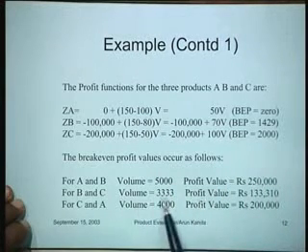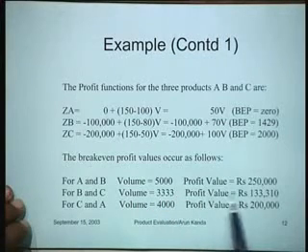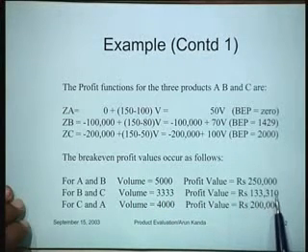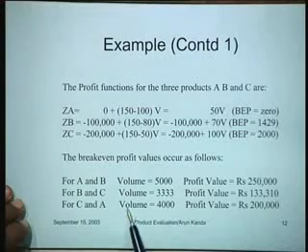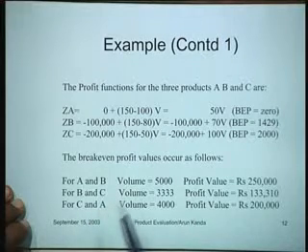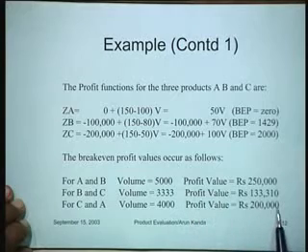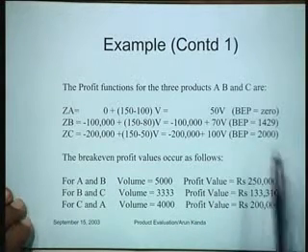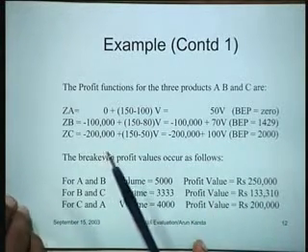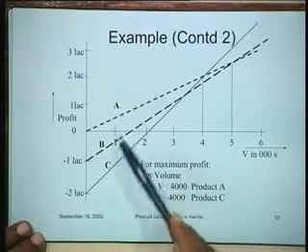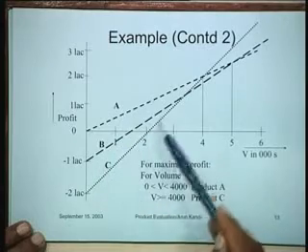For a volume of 3,333, the profit value is 133,310. And for C and A, the break-even will be at a volume of 4,000 and a profit value of 2 lakhs of rupees, as shown here. Now, armed with this information, it's very easy for us to draw the profit volume charts to scale. The profit volume charts for the three products are shown here. This is for A, this is for B, and this is for C.